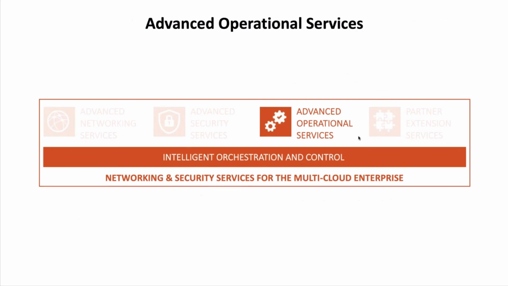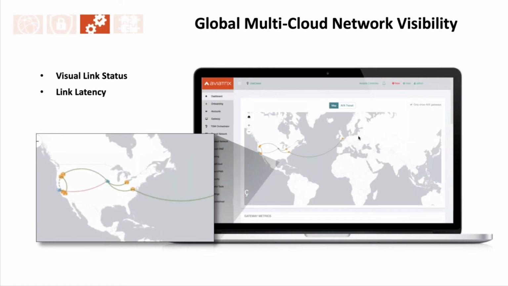So now let's look quickly at some of the operational services that come as part of the Aviatrix solution as well, because you want to be able to have visibility and troubleshooting capability across everything that you're doing in this multi-cloud environment. So the first thing is global multi-cloud network visibility. We can look at all of the links that are connected between different VPCs, different regions in a global network, even between multiple clouds. We look at the visual link status.